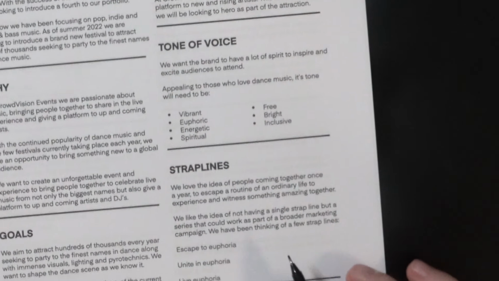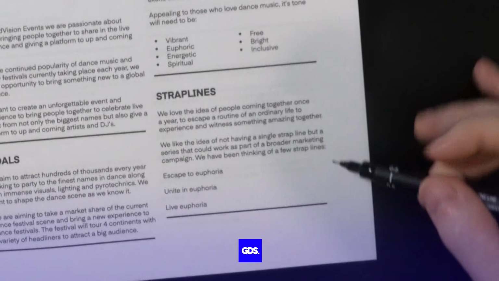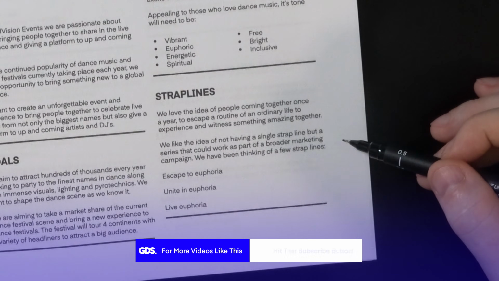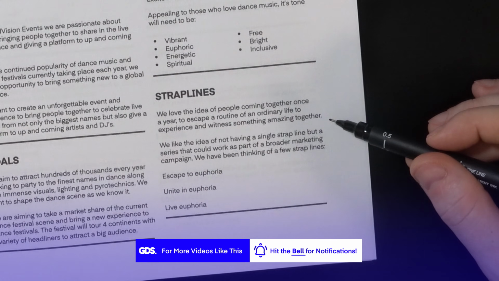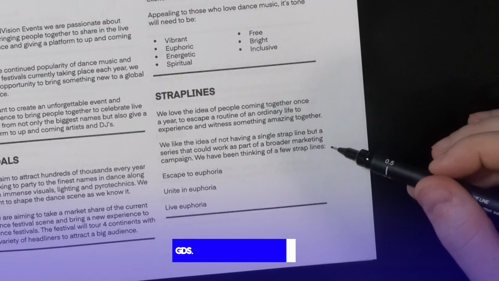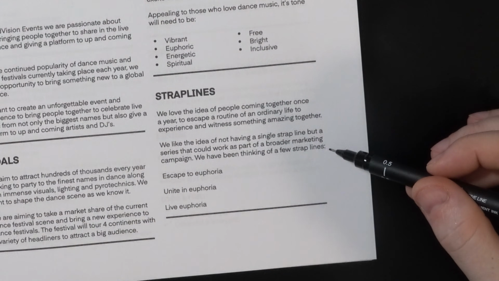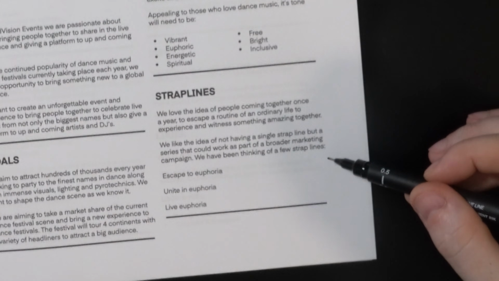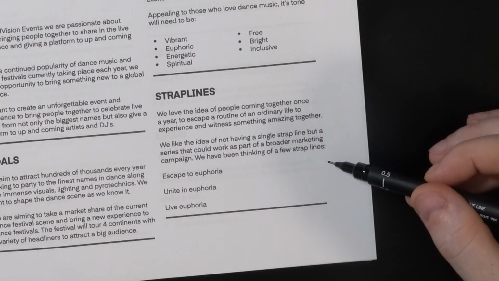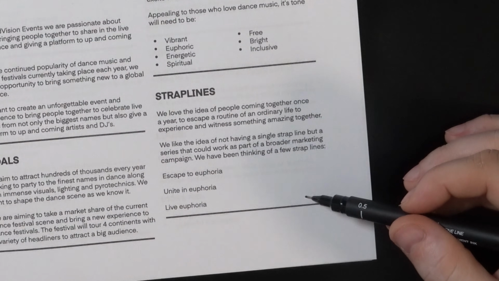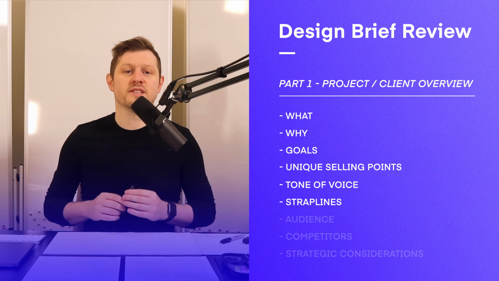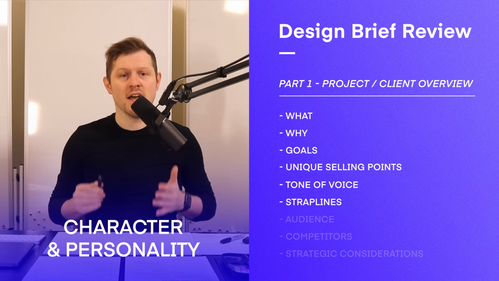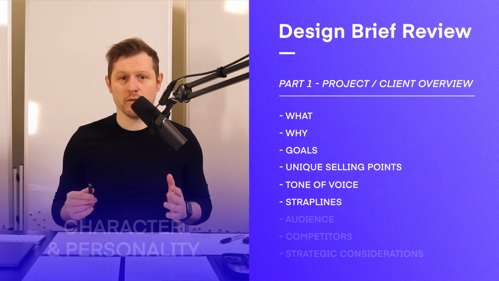Next we have Straplines, which reads, we love the idea of people coming together once a year to escape a routine of ordinary life to experience and witness something amazing together. We like the idea of not having a single strapline, but a series that could work as part of a broader marketing campaign. We have been thinking of a few straplines: Escape to Euphoria, Unite to Euphoria, and Live Euphoria. Again, this helps us get a better picture of the character and personality of the music festival.